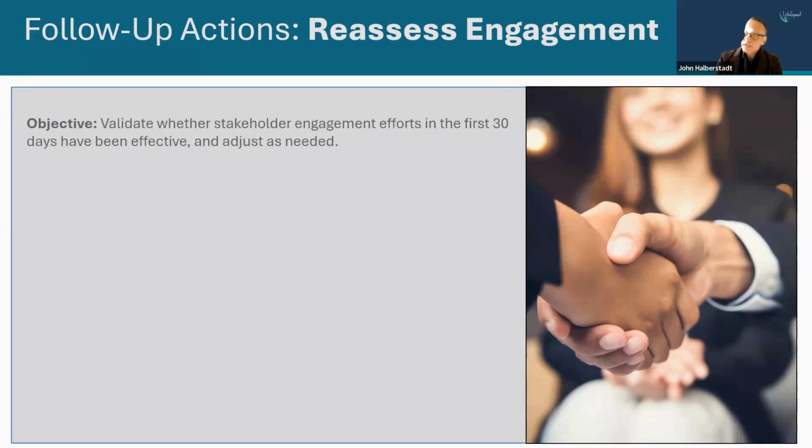And the first one is to reassess engagement. So let's consider validating whether our stakeholder engagement efforts for those first 30 days were effective and adjust as needed. I think our initial approach on this, and generative AI helped us, that was great. But again, we want to examine those results. And there's a high likelihood that whatever we did, regardless of how good that was, we could benefit from tuning that, from tweaking it. So inspect and adapt, right?